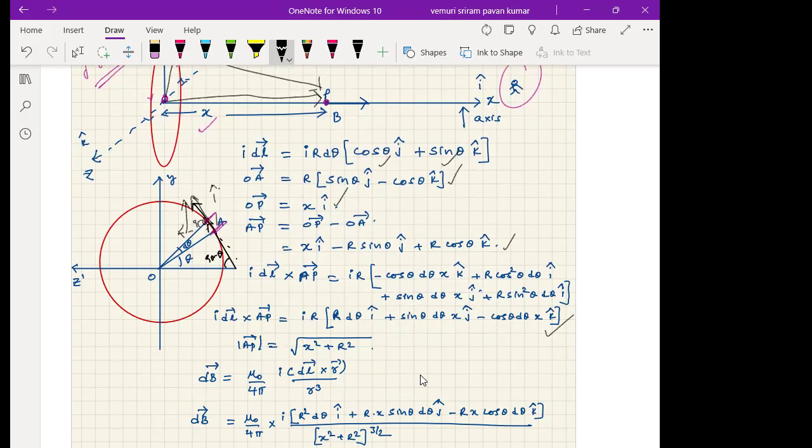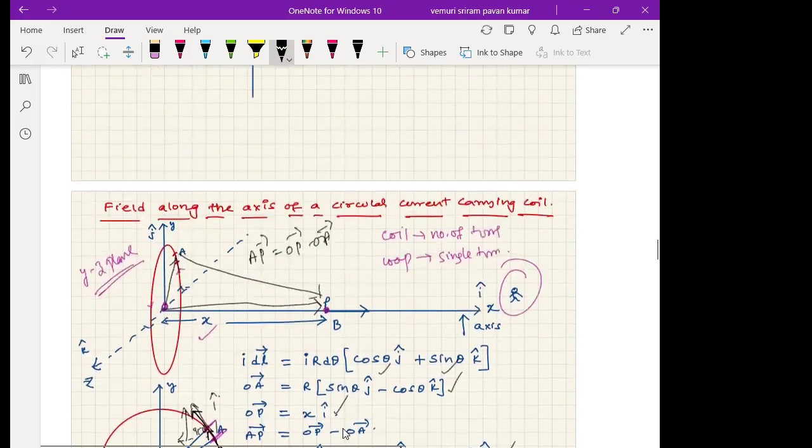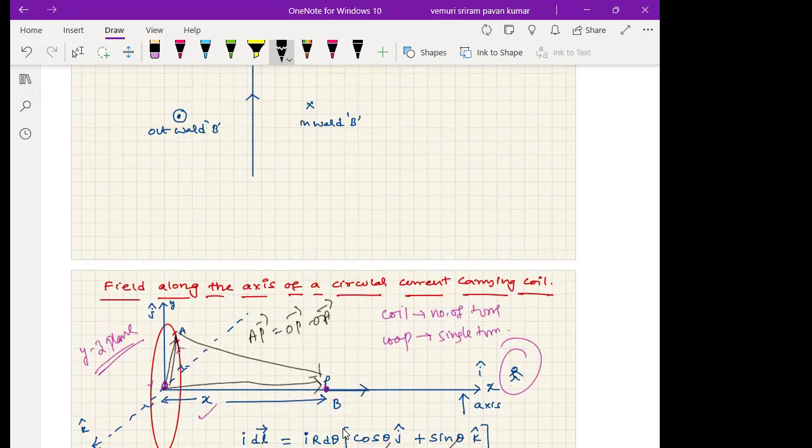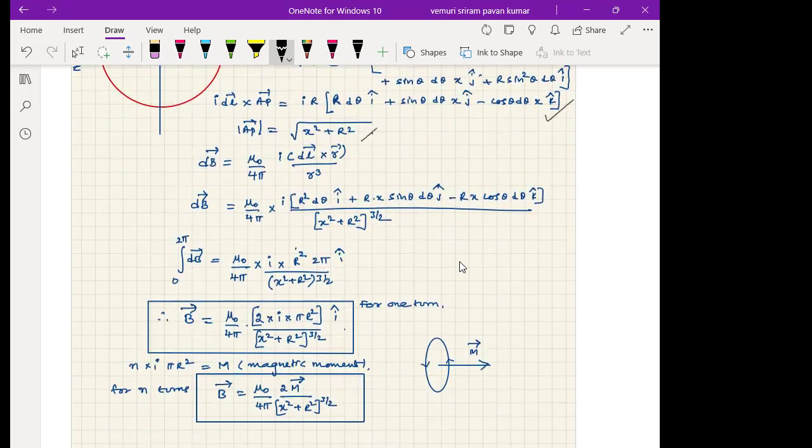In the exam, every time you don't derive, by the way. Only once we are deriving. In exam, you don't derive. In exam, you need to remember this relation. Right. Now, what is happening? By the way, AP is very simple: square root of x square plus R square. You want only this. This is R, this is x, and this is a right angle. So, therefore, the hypotenuse is under root x square plus R square. So, therefore, you have that relation over here. dB bar is this relation. Finally, you have dB bar.